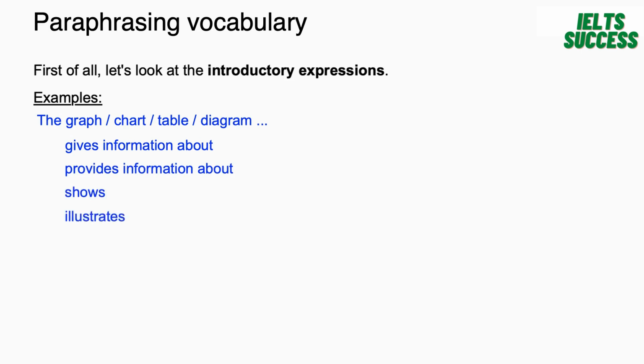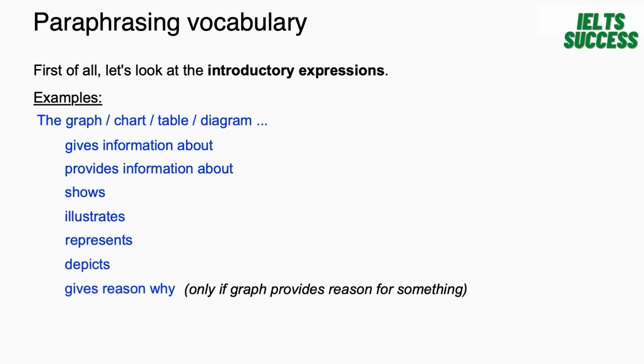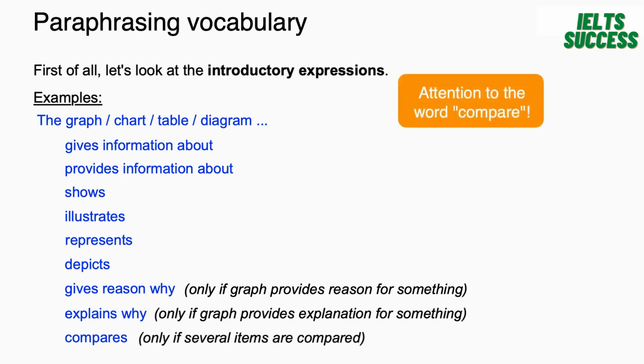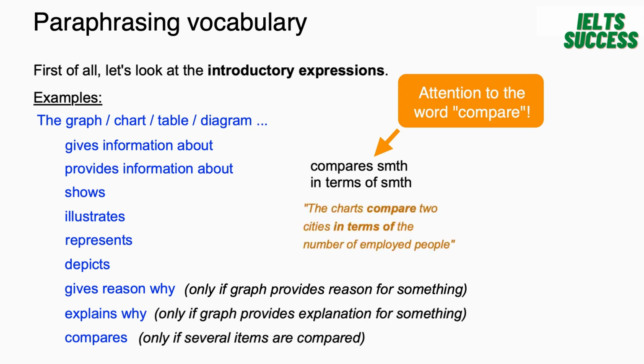shows, illustrates, represents, depicts, gives reason why, only if the graph provides a reason for something, explains why, only if your graph provides an explanation for something, compares, only if several items are compared. But pay attention to the word compare. You can say, compare something in terms of something. For example, the charts compare two cities in terms of the number of employed people.